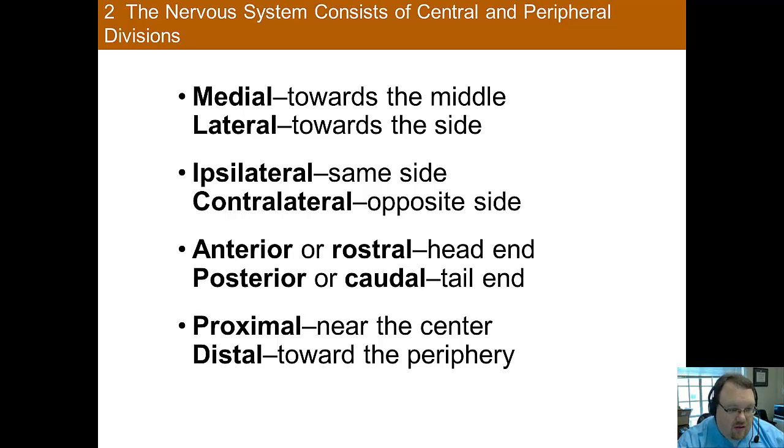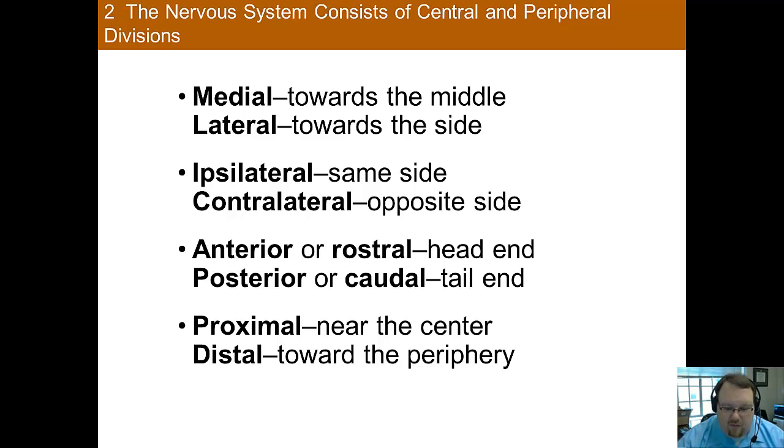Anterior or rostral versus posterior and caudal. This is where it starts getting confusing between humans and animals. I'll try to make this as clear as possible. So anterior is the head end, so top part. Rostral, tail end. So for us, it's actually toward the feet, because you try to think which end is the tail end, so toward the feet.